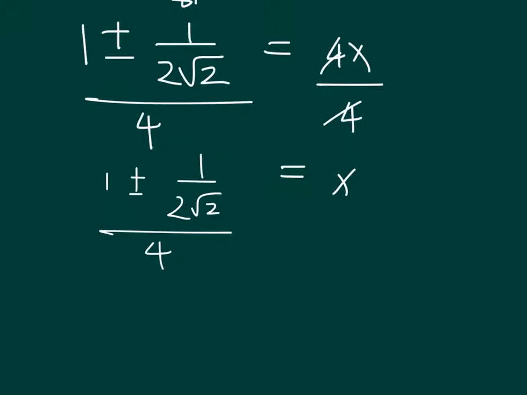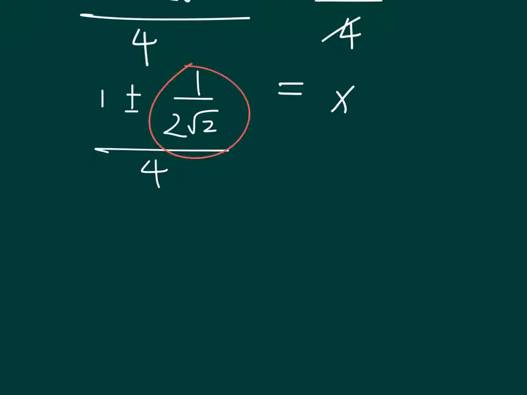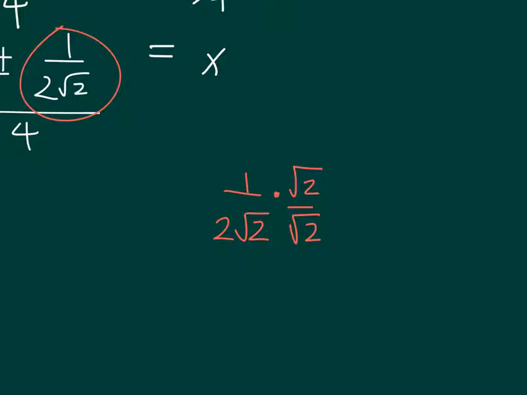Okay? And then you can still simplify this. Now if calculator is allowed, you can easily simplify this expression. But if calculator is not allowed, you should know how to simplify 1 over 2 square root of 2. Okay, let's do it on this side. 1 over 2 root of 2, we simplify by rationalization. So multiply the numerator and the denominator by the square root of 2. And then this will become square root of 2 over 2 times square root of 2, which is square root of 4, and that is 2. So this is square root of 2 over 4.